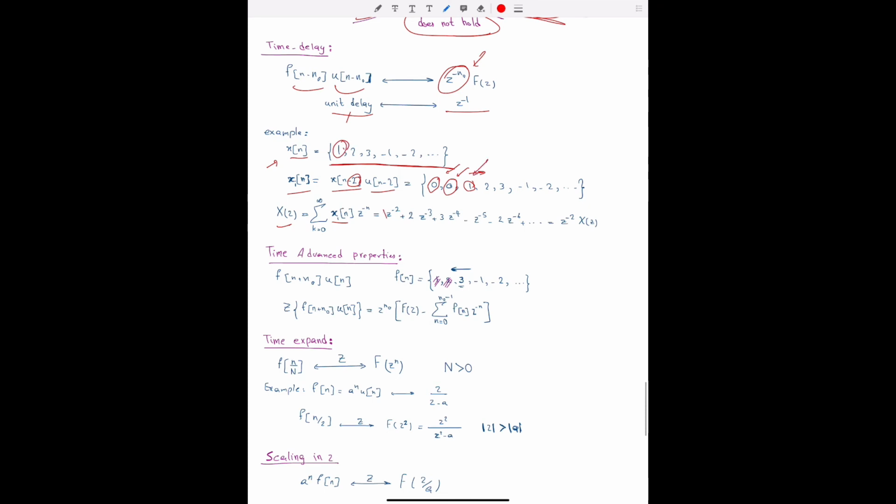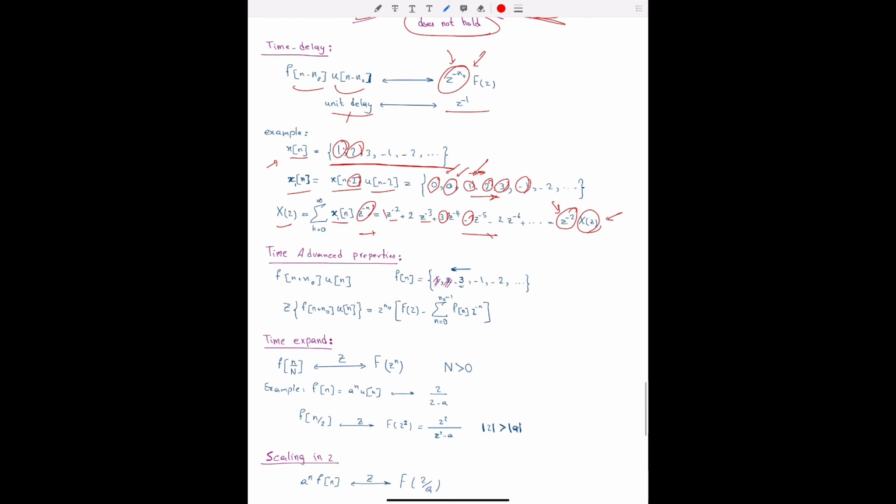So this would be 1 multiplied by z to the power of minus 2, plus 2 z to the power of minus 3, plus 3 z to the power of minus 4, minus 1 z to the power of minus 5, and so on. You get the idea. We shifted the whole thing by 2, and by shifting the whole thing by 2, we're really multiplying by z to the power of minus 2. So if we have a time delay of n naught, we multiply z to the power of minus n naught to our actual X of z.